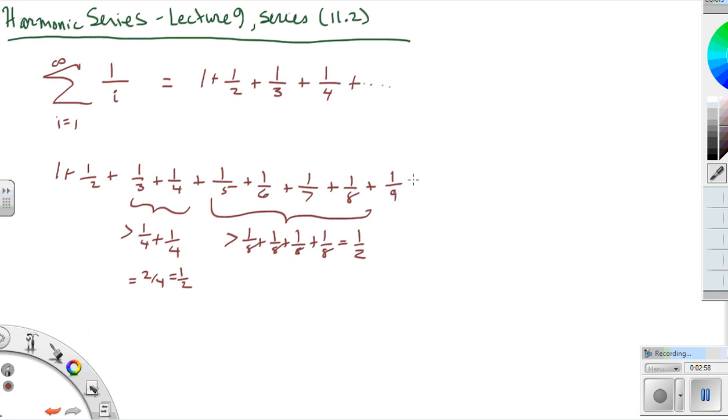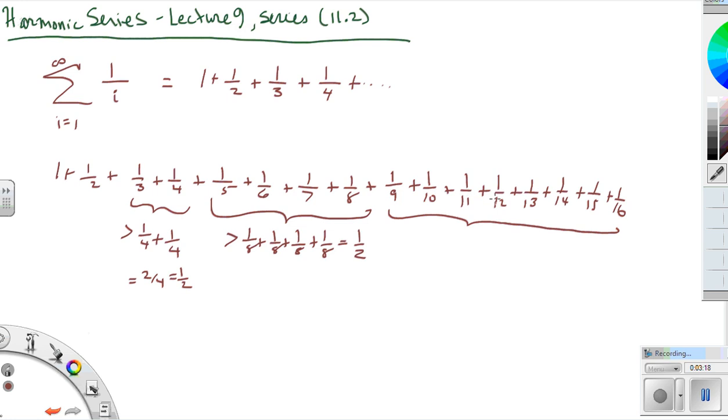Let's go out again. 1/9 plus 1/10 plus 1/11 plus 1/12 plus 1/13 plus 1/14 plus 1/15 plus 1/16. How many terms do we have here? We have 8 terms: 1, 2, 3, 4, 5, 6, 7, 8. All of them bigger than or equal to 1/16, in fact all but one bigger than 1/16. So this is bigger than 8 times 1/16, which is, again, 1/2. So this is bigger than 1/2, this is bigger than 1/2, this is bigger than 1/2.